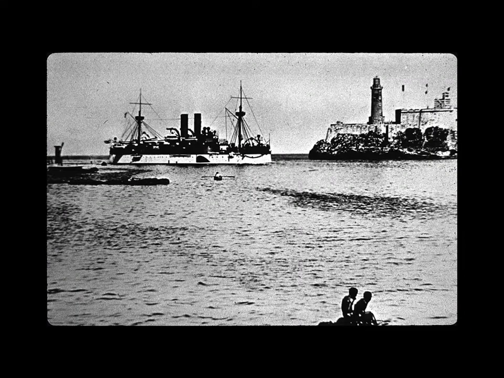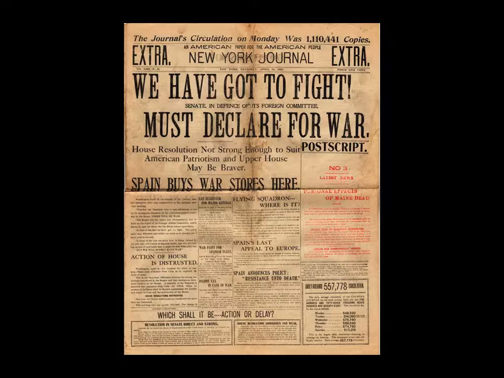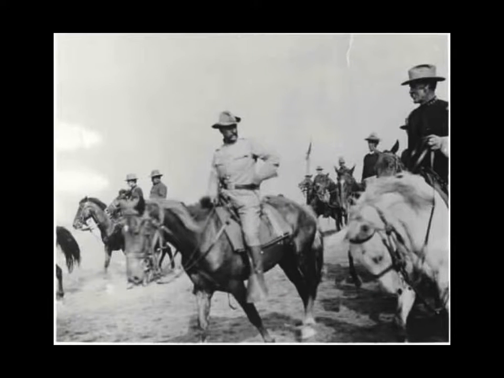Some viewed American imperialism as beneficial to the local population, while others viewed imperialism as counter to the ideals of the nation. The turn of the century also saw an increase in immigration to both the East and West coasts and an accompanying backlash of nativism.